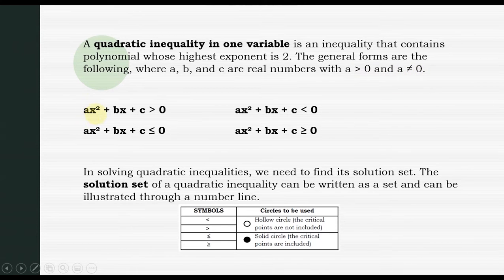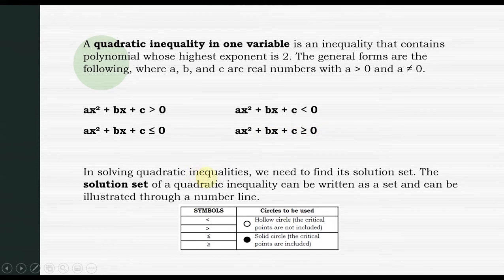So we have here four different quadratic inequalities. ax squared plus bx plus c is greater than 0, or ax squared plus bx plus c is less than 0. ax squared plus bx plus c is less than or equal to 0. And lastly, ax squared plus bx plus c is greater than or equal to 0.